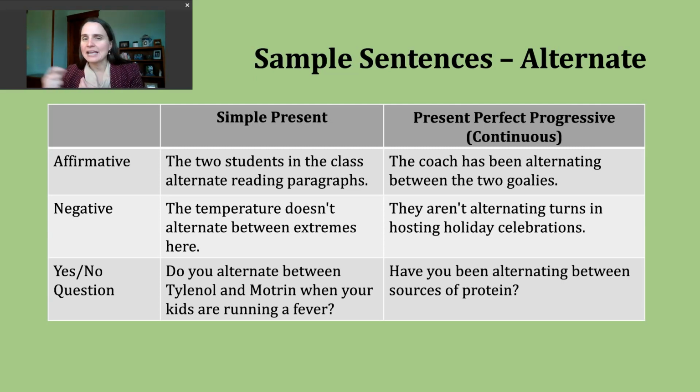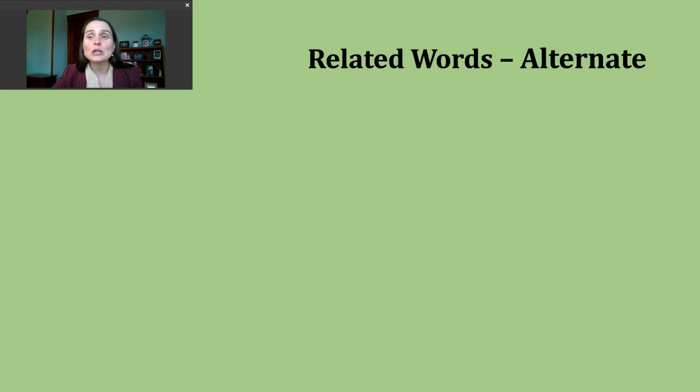Okay, so here, again, we're back to that idea of maybe one day I have fish, and then another day tofu or something of that, right? Where you're taking turns, switching back and forth. Now, let's spend a moment looking at some words that are related to our verb alternate.